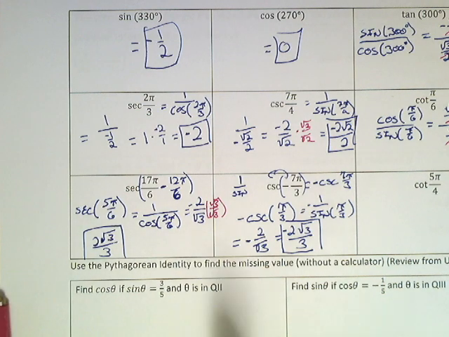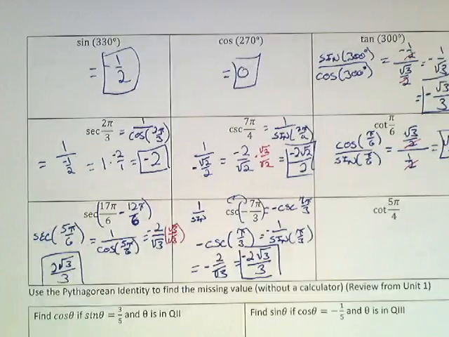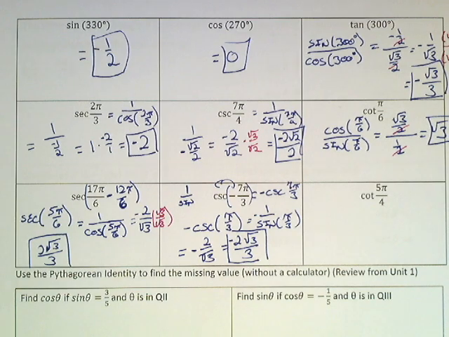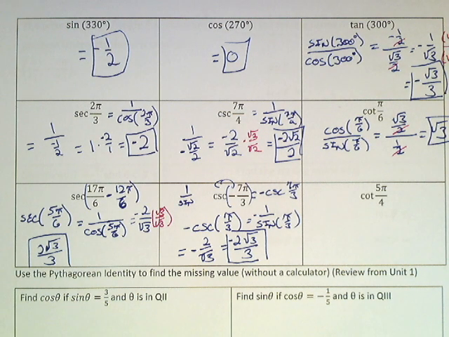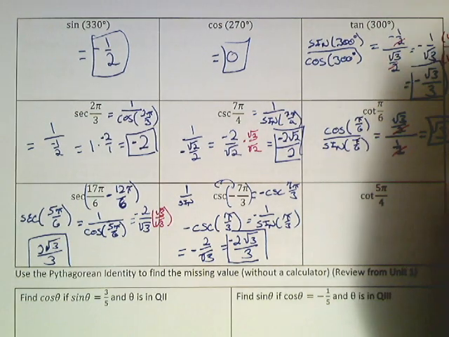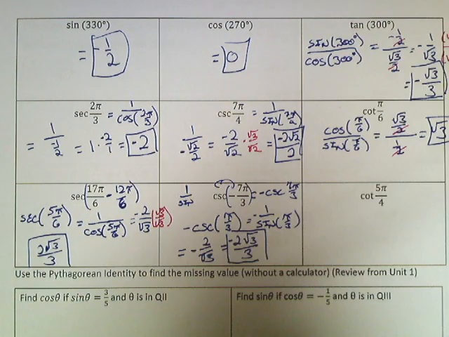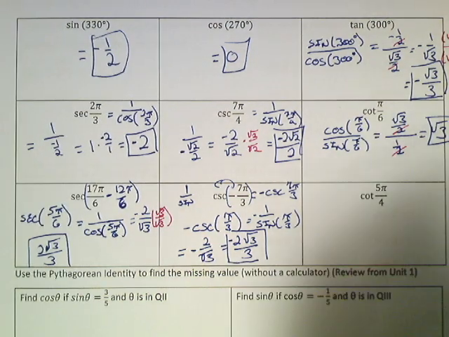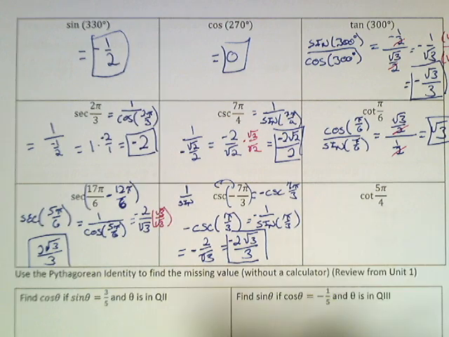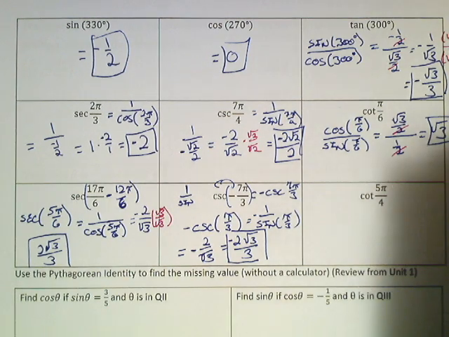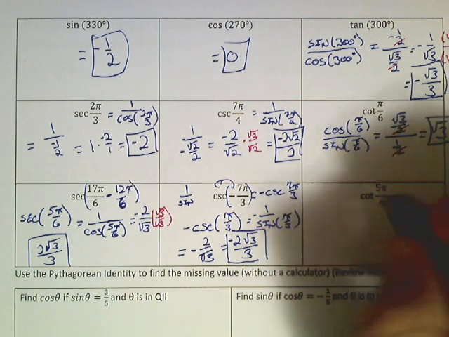If you notice, there's not a lot of variety in these. Sine and cosine are all going to be 1/2, square root of 3 over 2, or square root of 2 over 2. And then tangent is either going to be square root of 3, 1, or square root of 3 over 3. Those special angles all repeat. Finally, we have cotangent of 5 pi over 4.